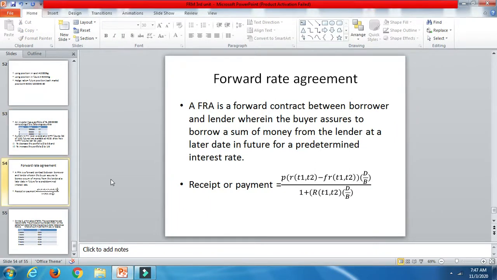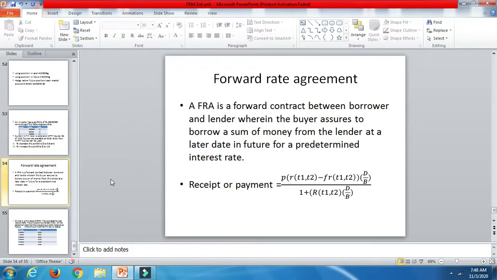So check out the formula. We'll do a problem on this. Whenever the question asks about receipt of payment, how much the buyer or seller is going to receive or pay, this formula you're going to use, that is P into R. P is nothing but the principal amount. R is nothing but the interest rate that is given in the question. FR is nothing but the forward rate that has been decided, right?